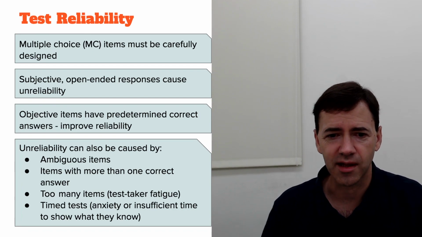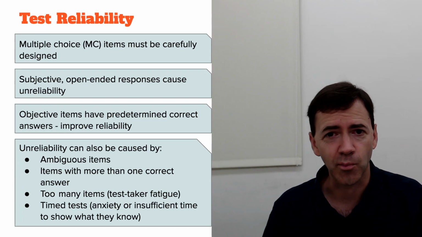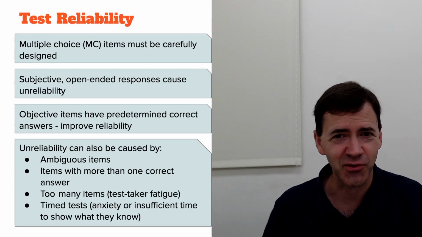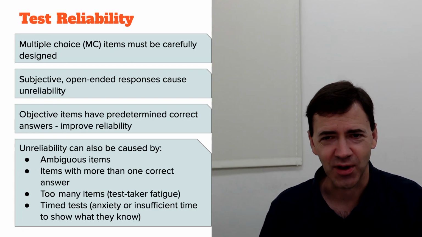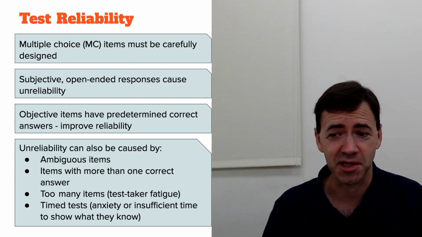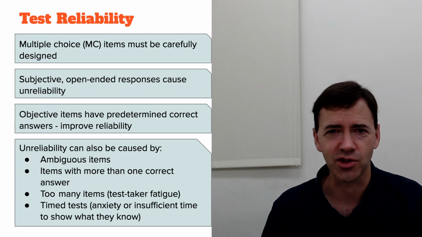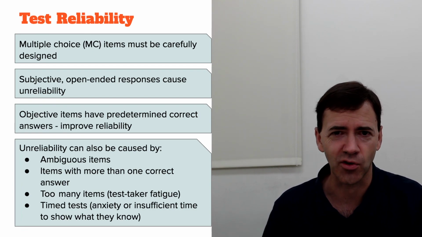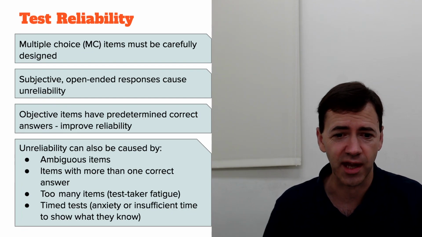Okay, and then unreliability can also be caused by ambiguous items. Items with more than one correct answer. Even though you think there's only one correct answer, you have to go through your test items because it's possible that there is more than one correct answer. If you have a test with too many items, your test takers will get tired. And so they're not able to focus, they make mistakes, even though maybe they know the answer.